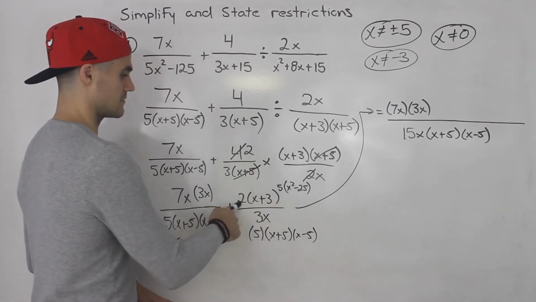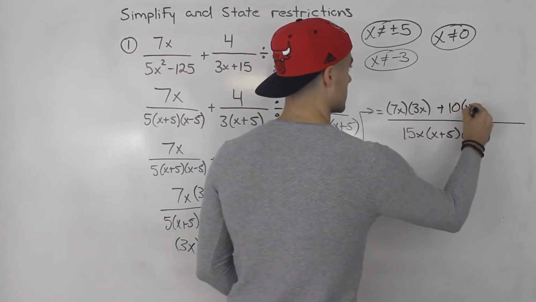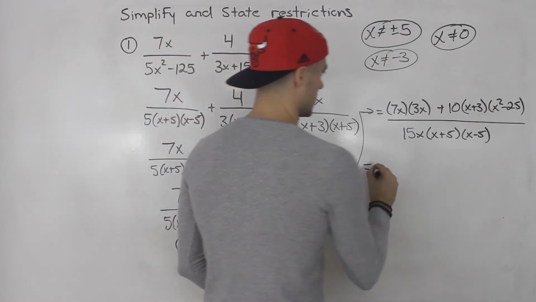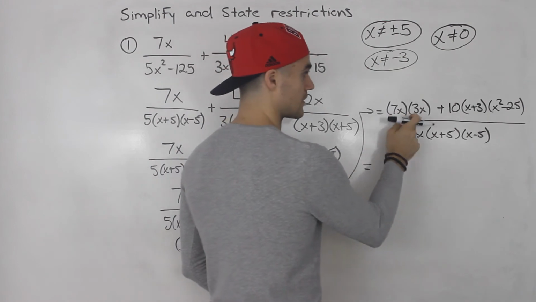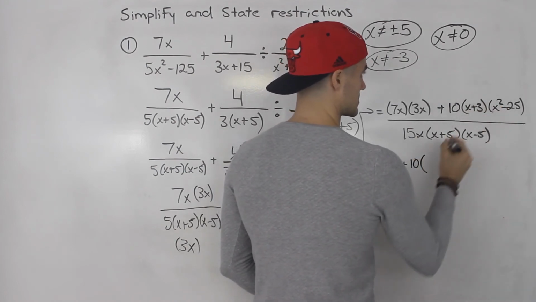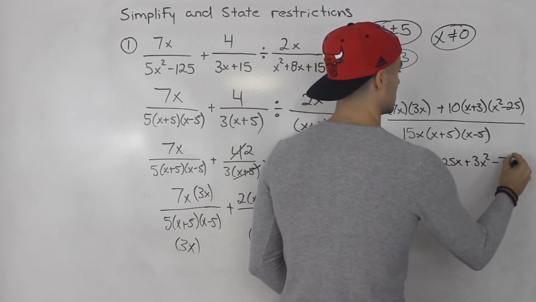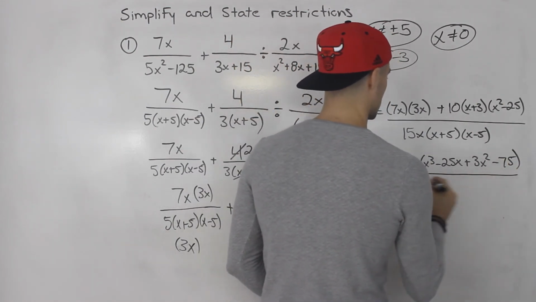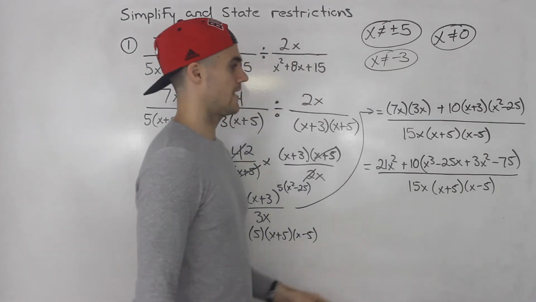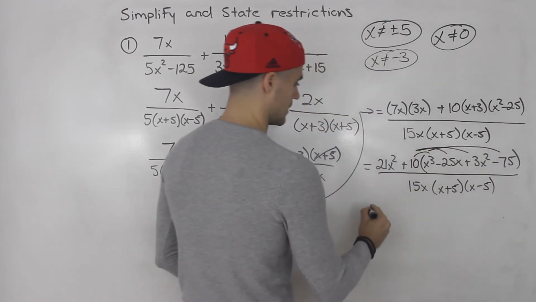So when we multiply these two, 5 times 2 is 10, and there's an addition here, so this would be 10 bracket x plus 3 times x squared minus 25. And then from here, it's just simplifying. So 7x times 3x, 21x squared, plus 10 bracket, here x times x squared is x cubed, minus 25x, plus 3x squared, minus 75. It's going to be all over that same denominator of 15x, x plus 5, x minus 5. And then what you want to do is you want to distribute that 10 inside the bracket, so all of these would get multiplied by 10, and then you just collect like terms.